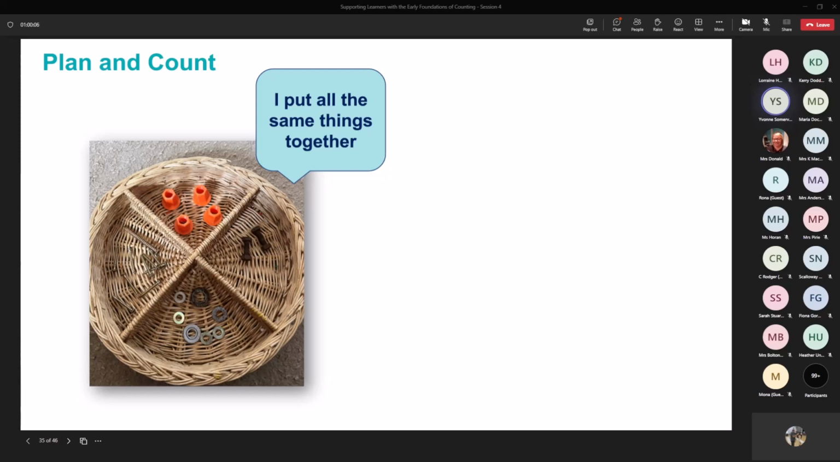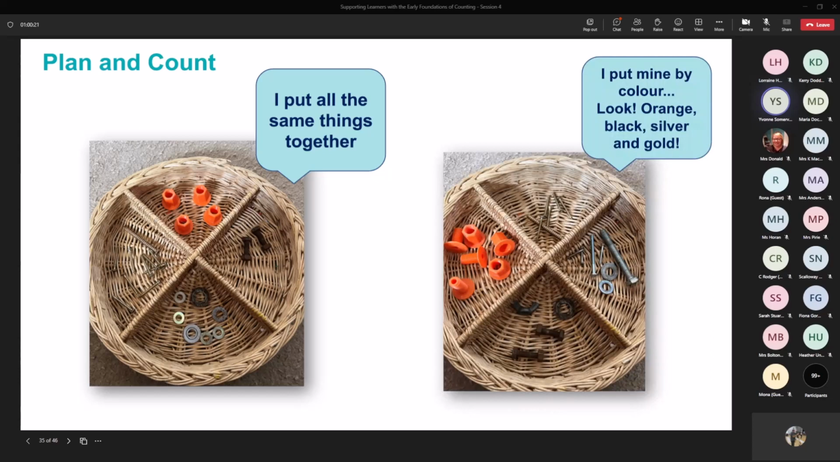One of the children decided that they could put all the same looking things together. You can see that they've put all the screws and all the washers into different sections in the counting tray. Another child thought that you could organise them by colour. So you can see that in the silver category, there are things that look different, but they've been organised by the way that they look.